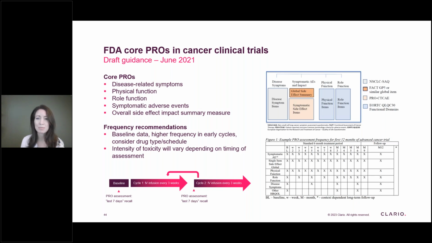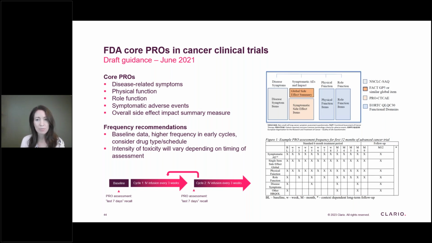So disease-related symptoms, that means specific to the indication that you're studying. So there are lots of general quality of life assessments like the QLQ-C30, and that's important too. That will facilitate the assessment of things like physical function and role function. But you also need that indication-specific module as well to address the disease-related symptoms. Symptomatic adverse events could be addressed via the use of the PRO-CTCAE, which I'll talk about also in a couple of minutes, and then also an overall side effect impact summary score. So they've really nicely outlined for you the 5 core PRO categories that they're looking for.